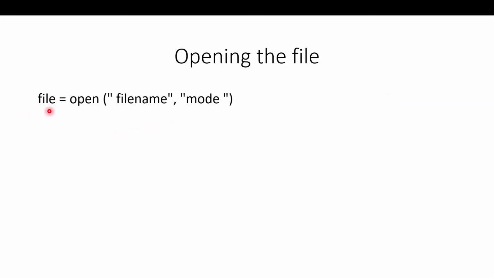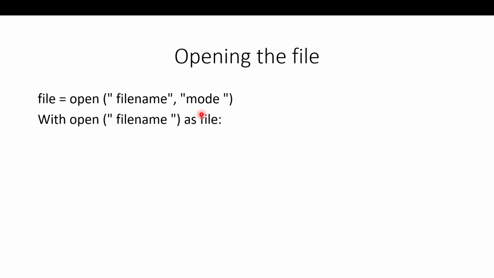File is the variable and open is the function used to open the file. This function takes two attributes. First is the file name with the file extension. It can be .txt in case of a text file, or .xls in case of an Excel file. And the mode defines the state in which we want to open the file, whether in read mode, write mode or append mode. There are other modes as well.